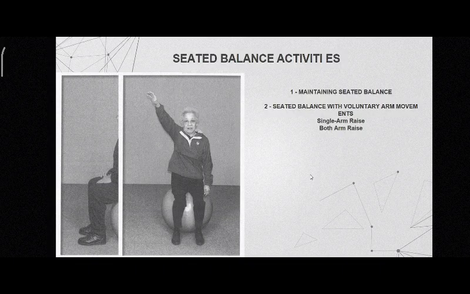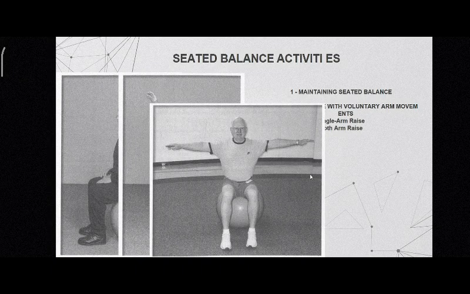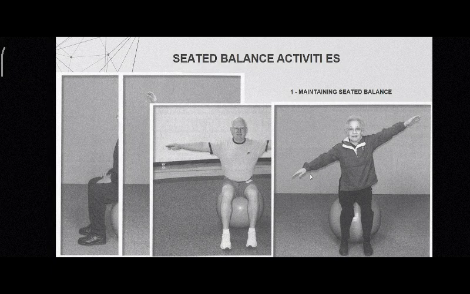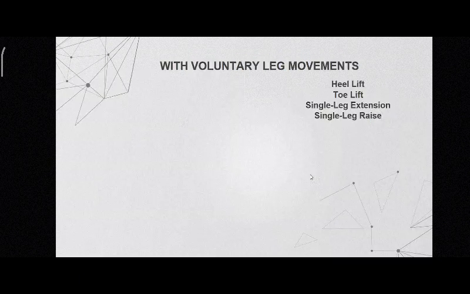Second is they can raise their arm one by one, and if they are able to do, then you can make them raise both of their arms for 10 to 30 seconds. Then they have to also extend their arms in a diagonal fashion. If they are able to do, then we will ask them to do the leg exercises.